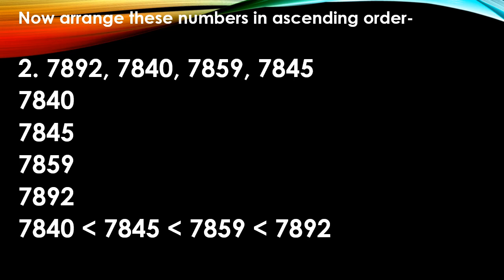So, 7,840 is the smallest, followed by 7,845 and then 7,859 and at last 7,892. Now we arrange them using the symbol. Wow! We have arranged the numbers in ascending order. Well done, children.